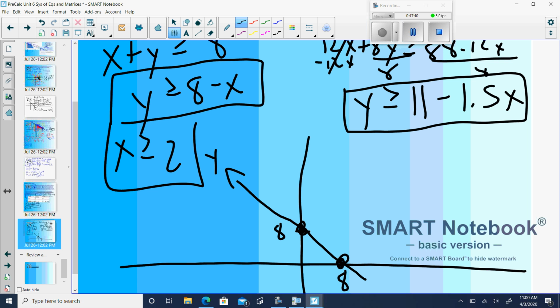So that's y is greater than or equal to 8 minus x. Then we want 11 minus 1.5x. So let's see what that's going to be. With x, 11 divided by 3 halves, 11 divided by 7.3. So we have 11 minus... so y is greater than or equal to 11 minus 1.5x, and we have x is greater than or equal to 2.